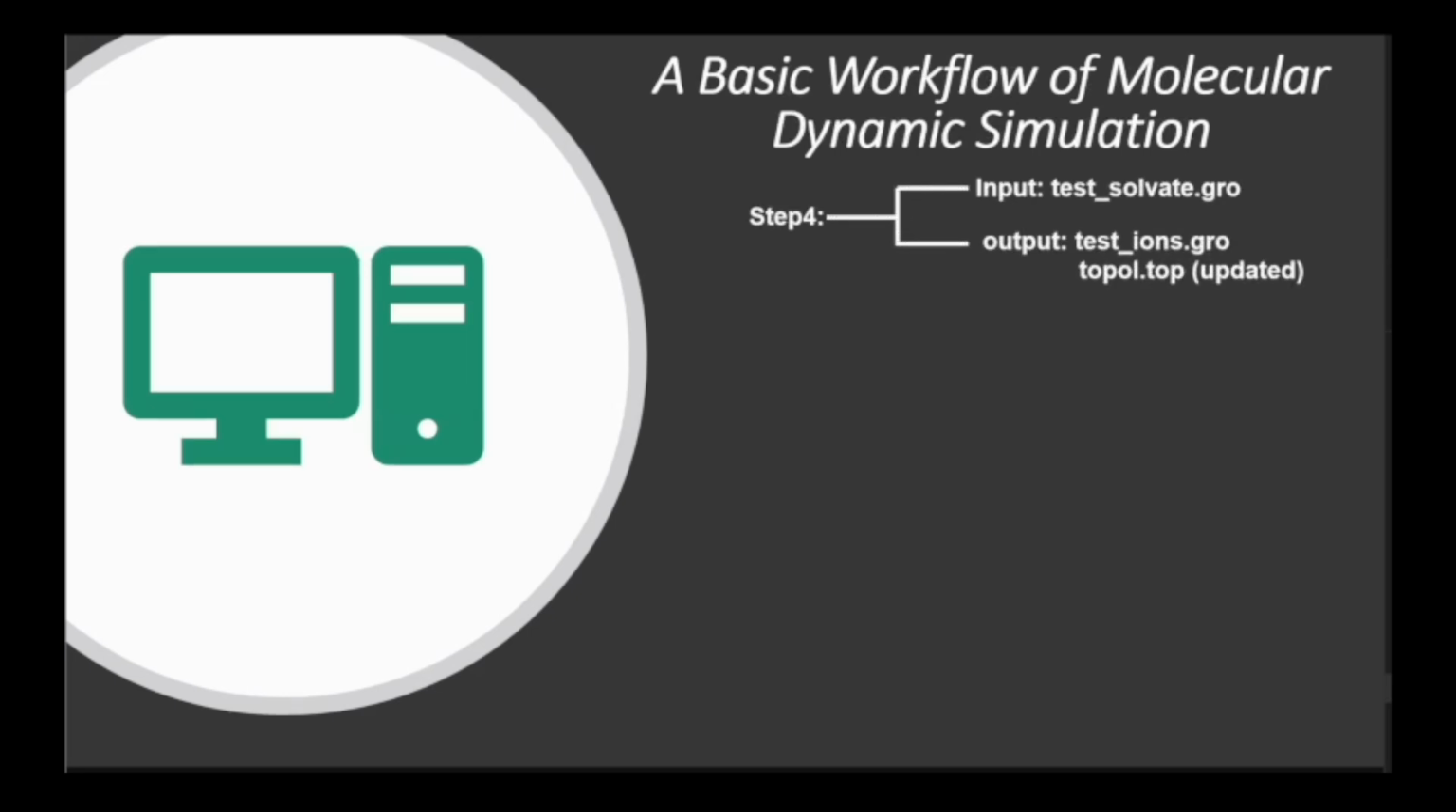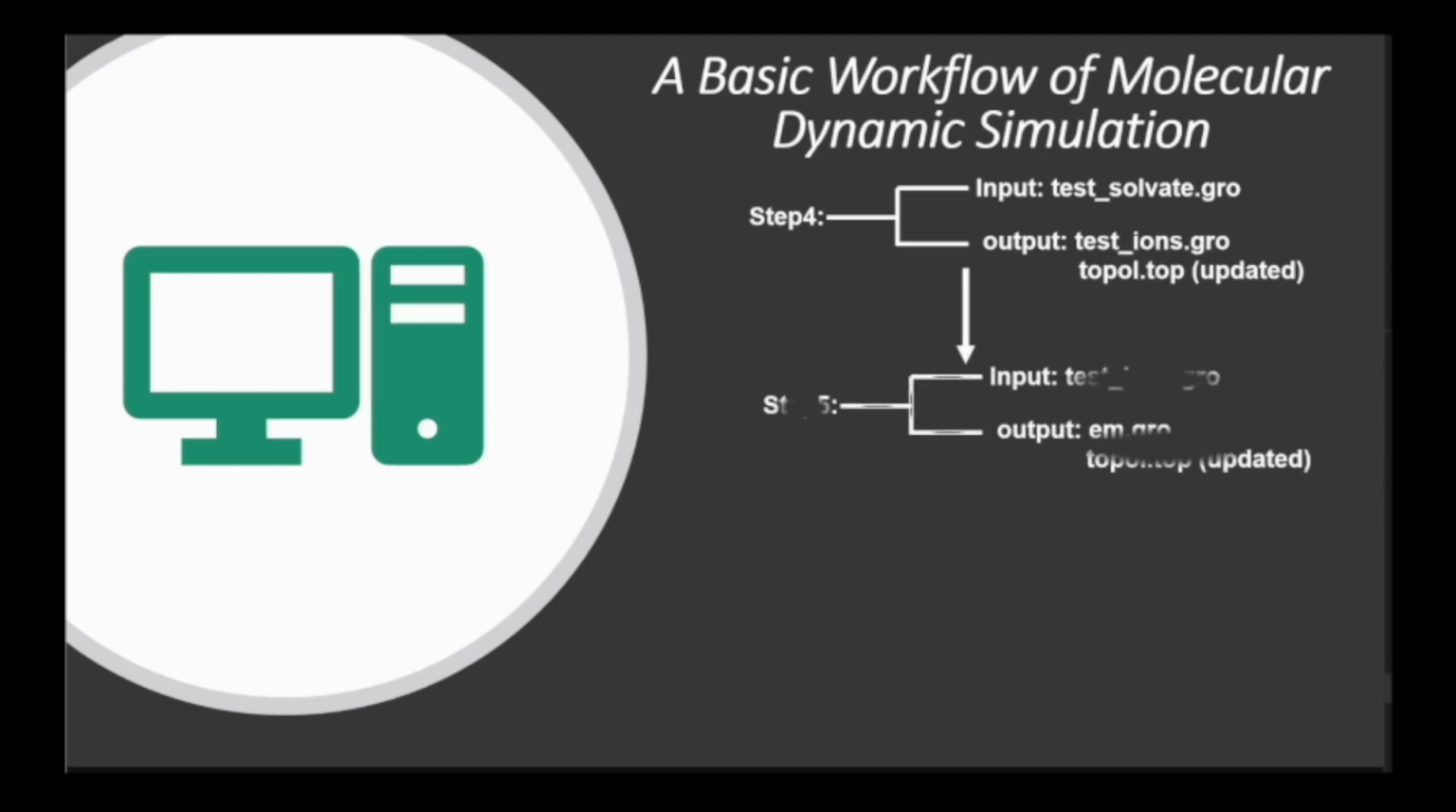In step number 4, which is the ionization step, we will use the GRO file that is created during the solvation step, and we will use it as an input. And then in this step, we will have another output GRO file where we have a proper ionization of our system. And the topol.top file will once again be updated. The topology file will be updated again.